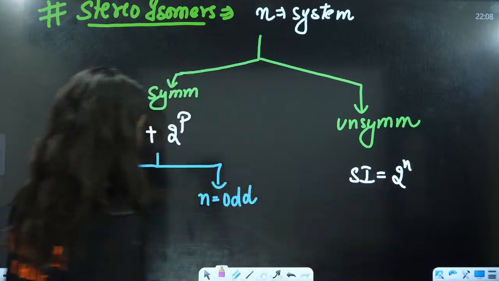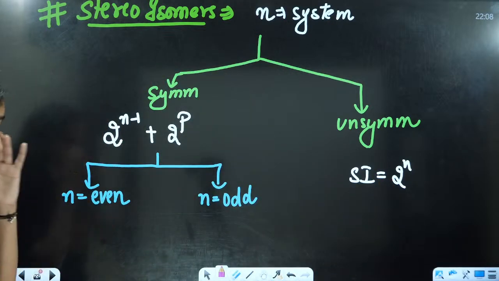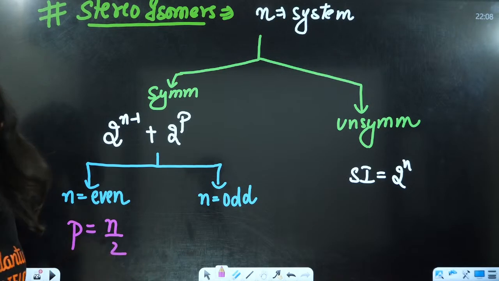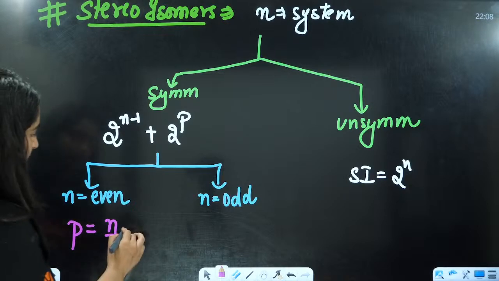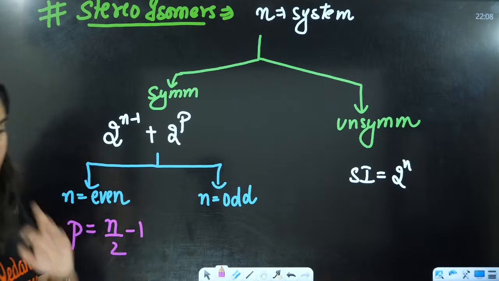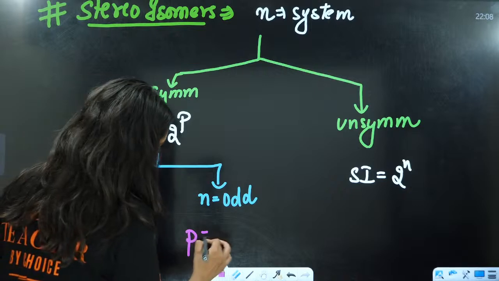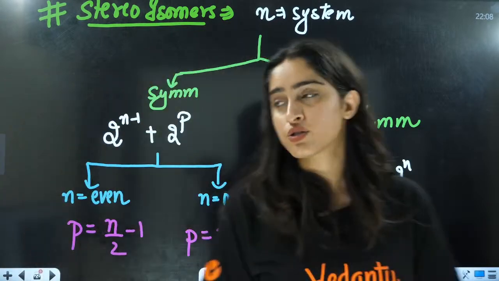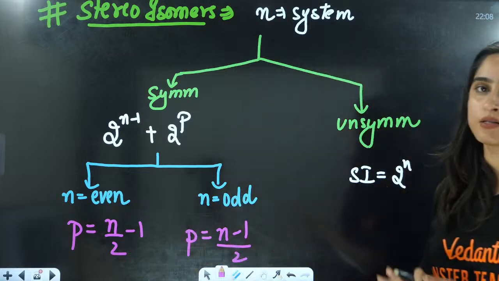If n is even, then p is going to be n by 2, okay, n by 2 minus 1. And if it is odd, p is going to be n minus 1 by 2, right? So just apply this formula, you will get your answer.